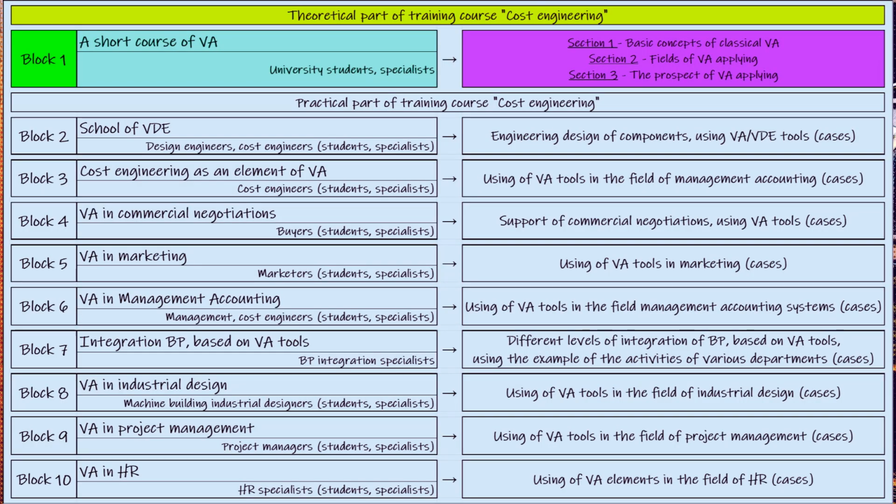Hello everyone! This issue is discussed in Video Engineering Transition. Significance, assessing methods for functions and their carriers, refers to the theoretical part of Block 1, a short course of value analysis, of the training course Cost Engineering.